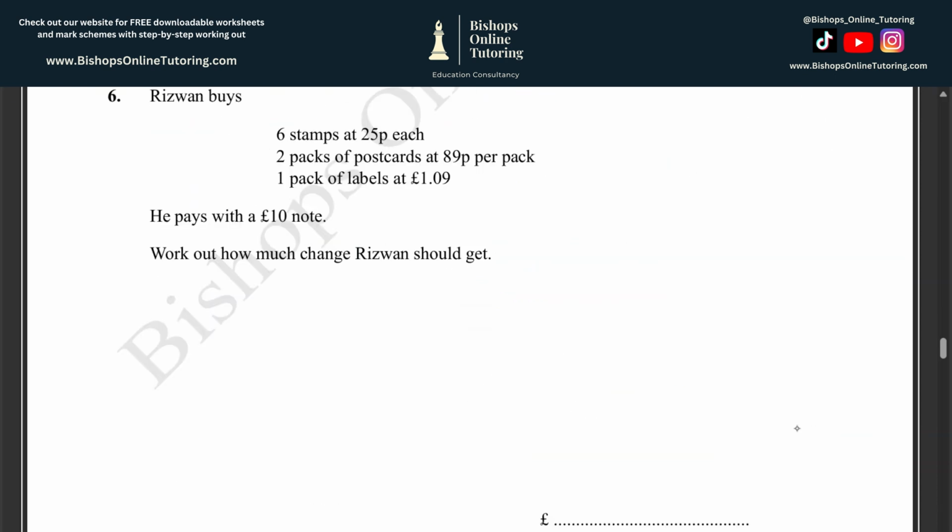Rizwan buys 6 stamps at 25p each, 2 packs of postcards at 89p per pack, and 1 pack of labels at £1.09. He pays with a £10 note. Work out how much change Rizwan should get. So let's calculate each of these individually.